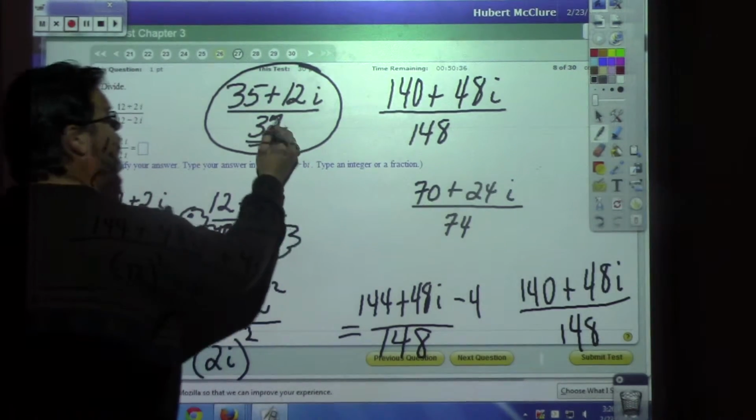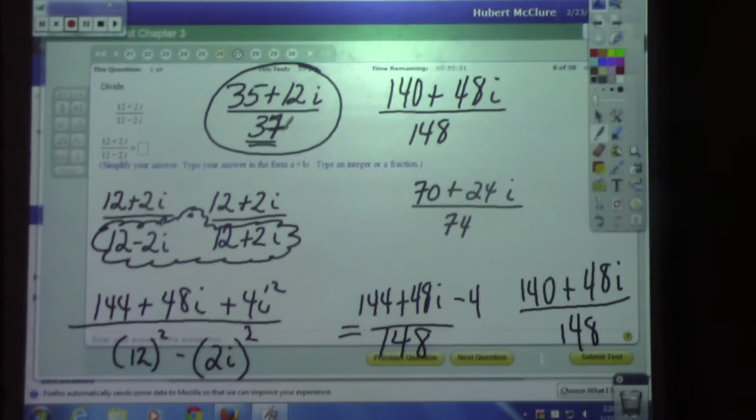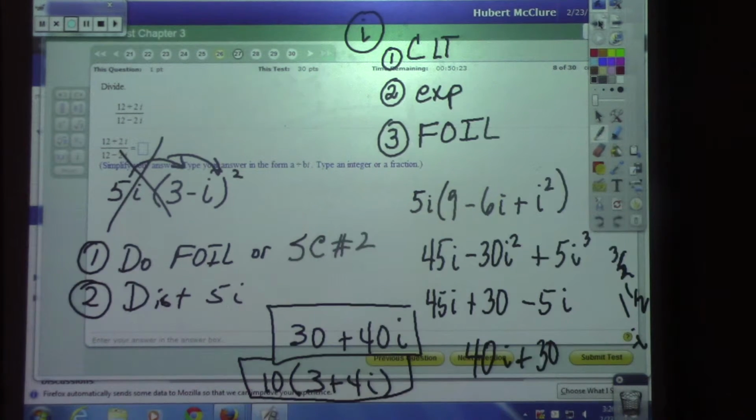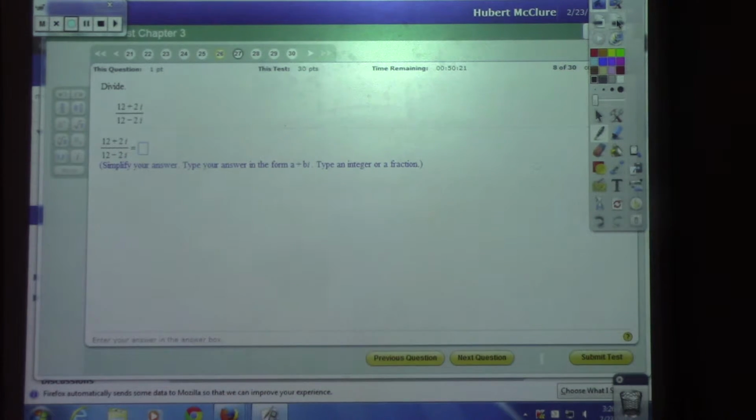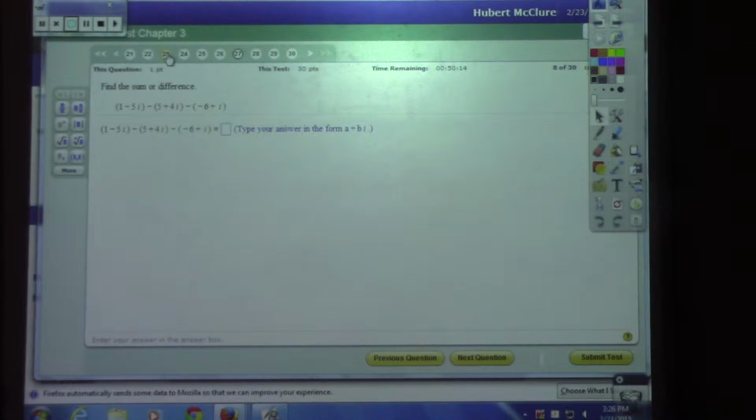All right, so let's go back to that problem a while ago that I skipped over. All right, try that one. This one's a sum or difference, combining like terms. So you shouldn't be too bad.